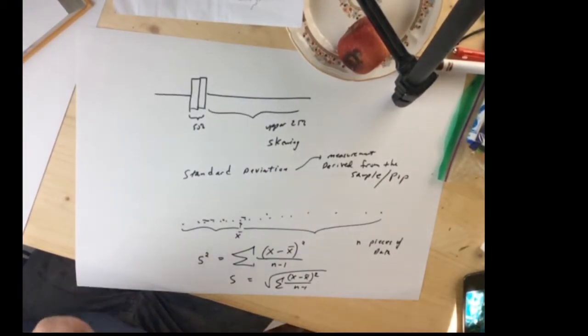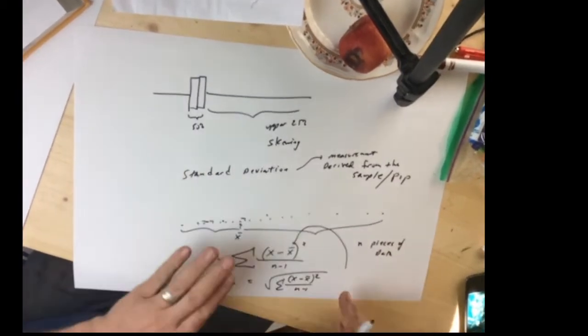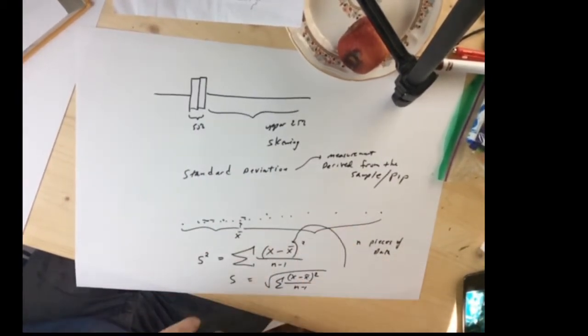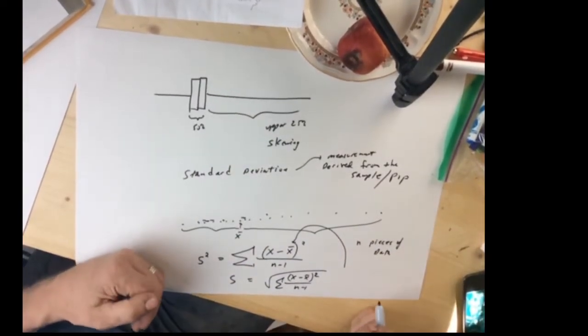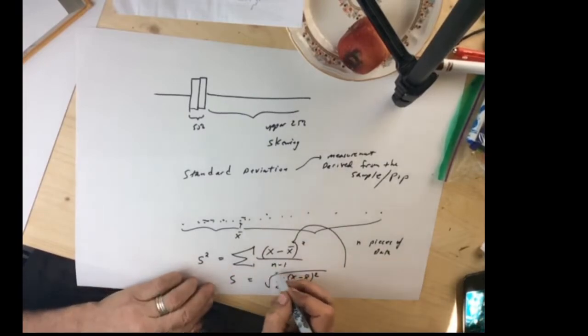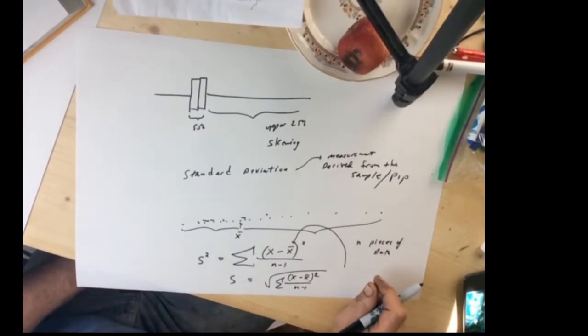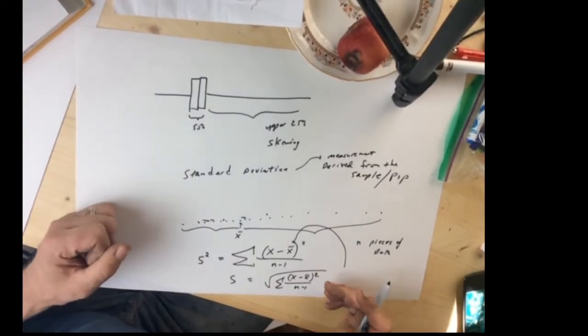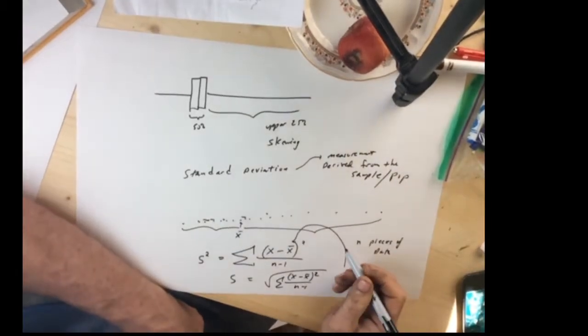First thing they did is figure out the average. The next thing is they figured out all the deviations. The next thing is they squared them. Next thing is they added them all up. And then they divided by n minus 1. And then they took the square root. This calculation is called the standard deviation, and it's a measurement derived from the sample.